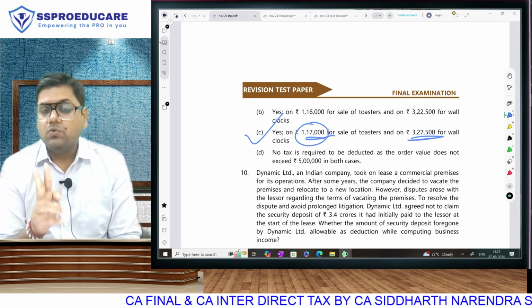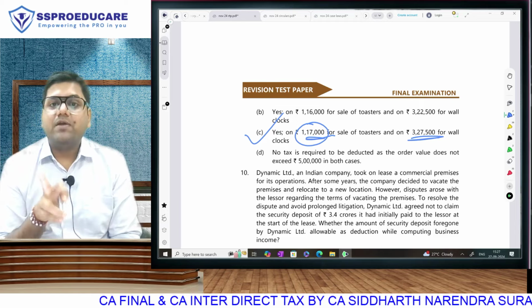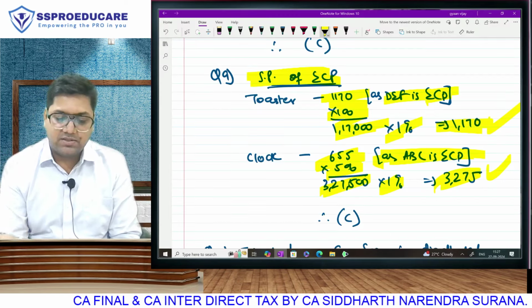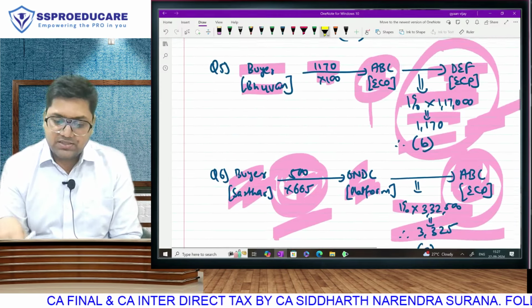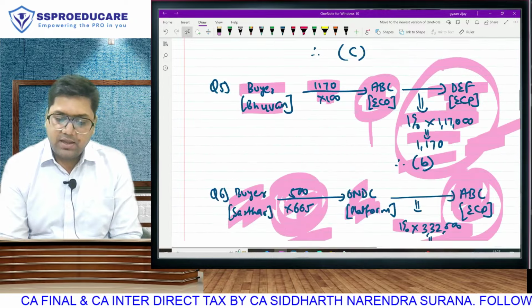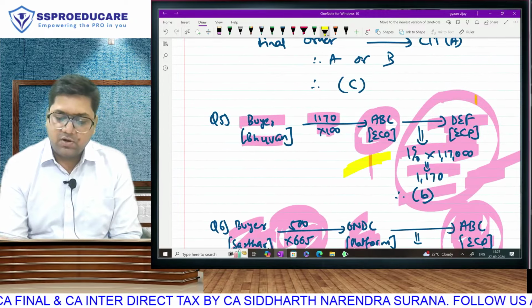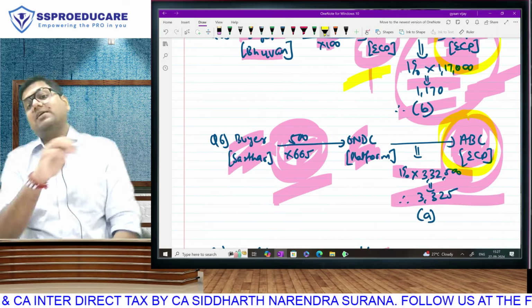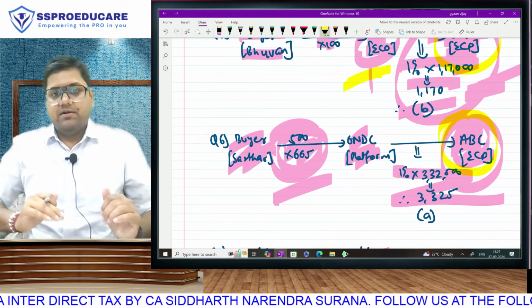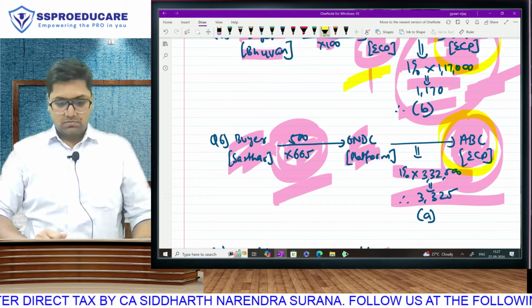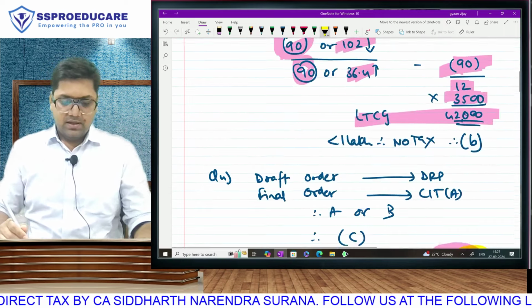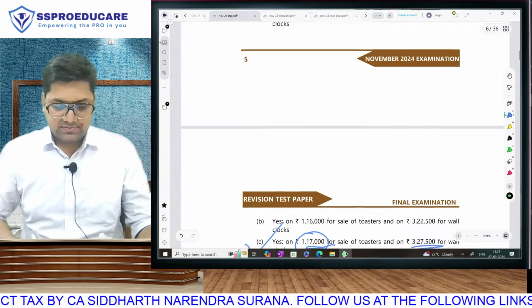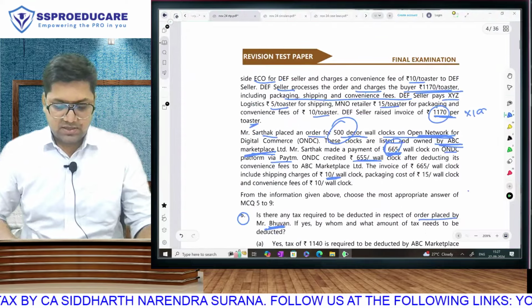But in situation 2, the seller himself, ABC, was seller. See, ABC is playing double role in the story. In the first case, ABC was acting as aggregator. Goods belong to DEF. But in the second case, ABC itself is the seller. If the seller is providing the discount, then we will reduce the taxable value. Is that clear?